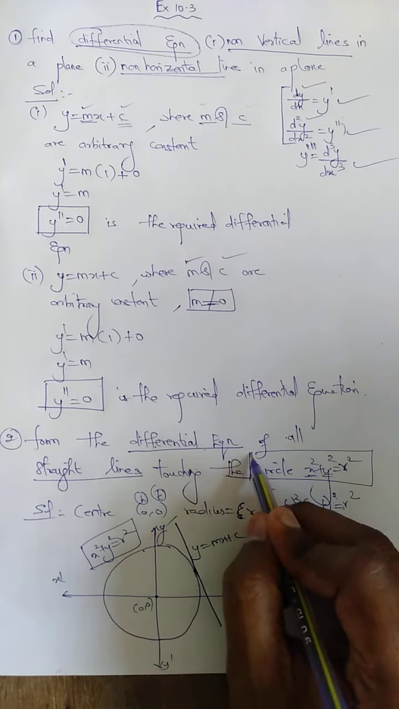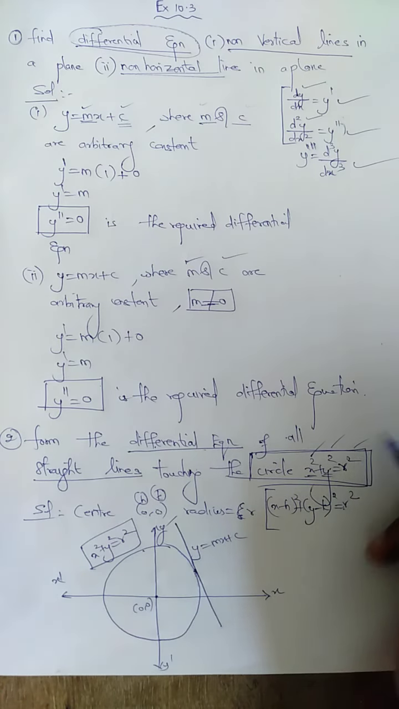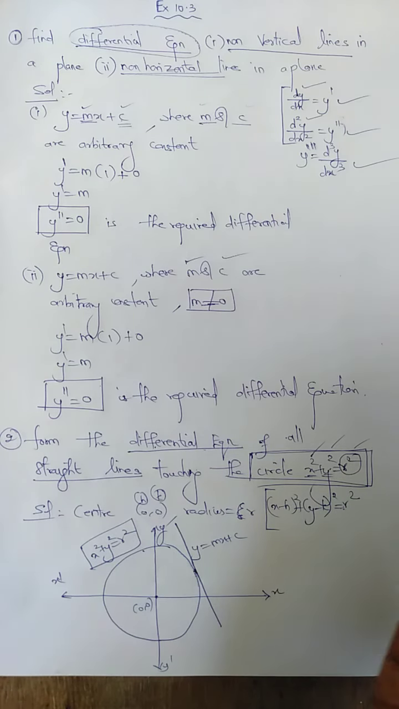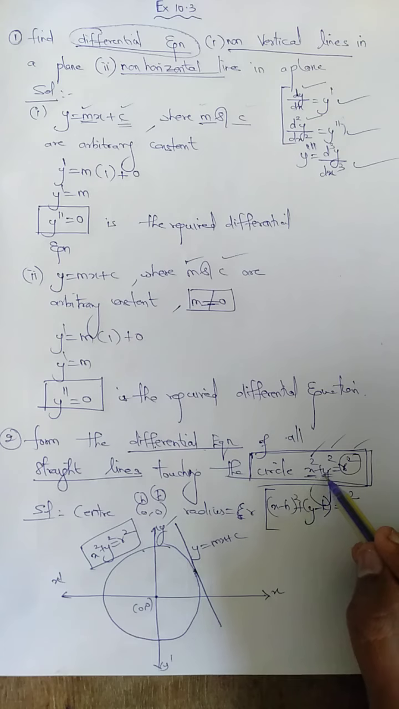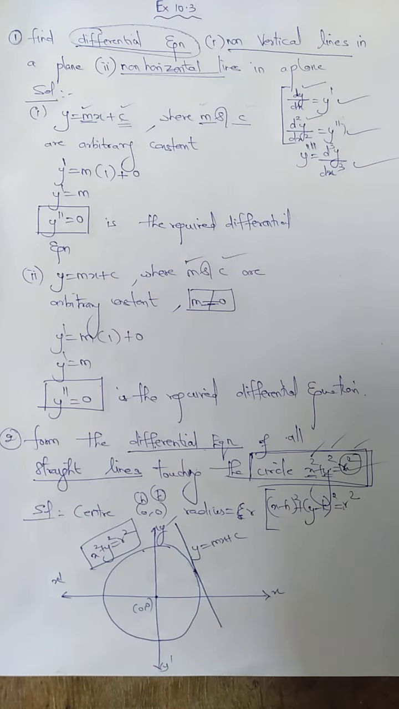See, they have given the equation x square plus y square equal to r square. So r is not a constant here, because they have given the equation for us. x square plus y square equals r square is the given equation. So r is not the arbitrary constant. So with the given equation x square plus y square equals r square, we proceed with the sum.